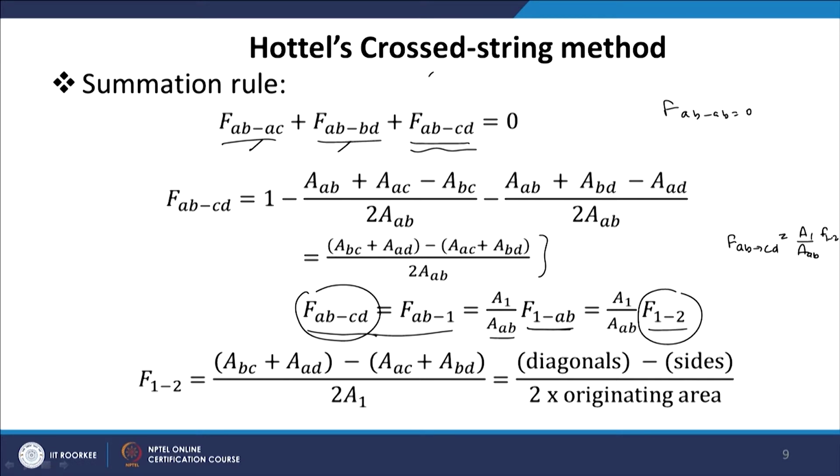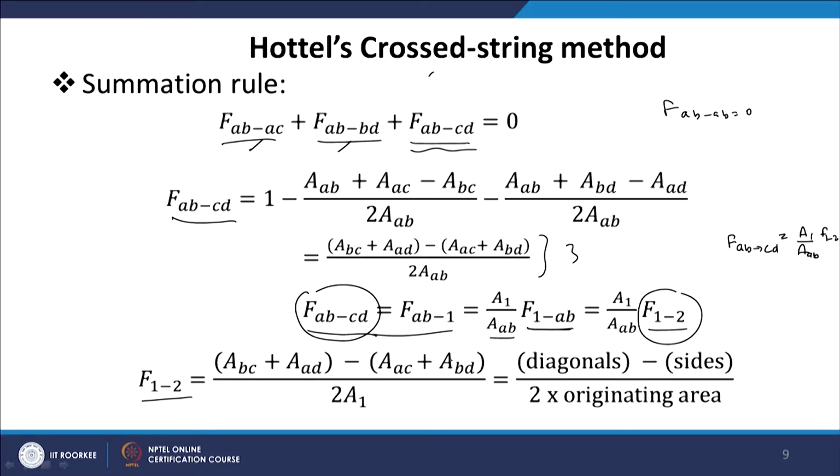Okay. So, finally, substituting the value of FABCD in this expression, we get F12, the view factor, as AD plus BC, which are basically the diagonals. So, the sum of diagonal lengths. You have to measure or you should know the length of the string in the diagonal direction, minus AC plus BD, which are the sides of the quadrilateral. You should know the sides, either by measurement or by standard configuration, and then 2 divided by A1. A1 is the originating area. So, this is Hottel's crossed string method.